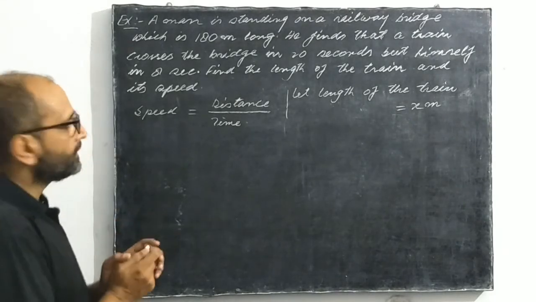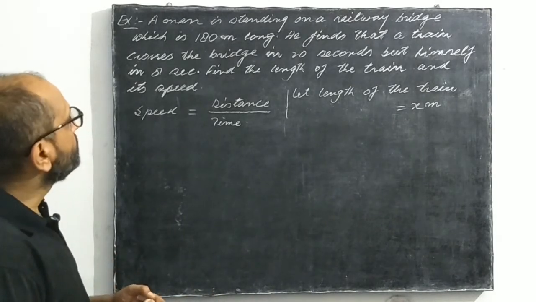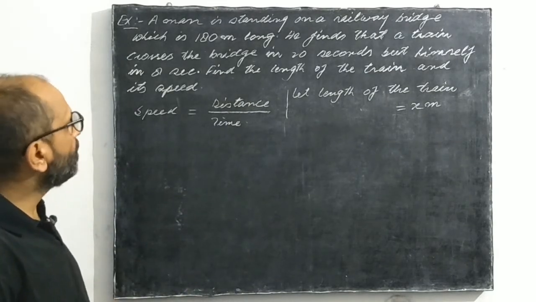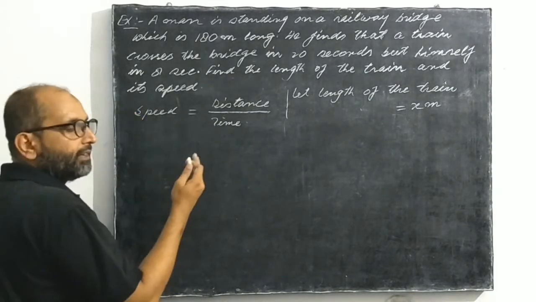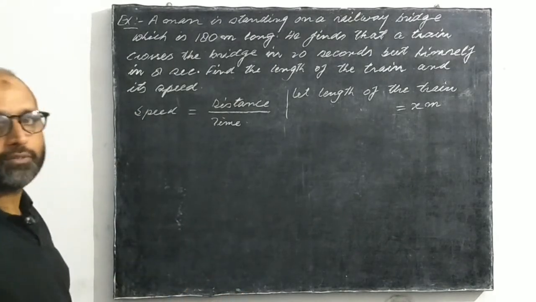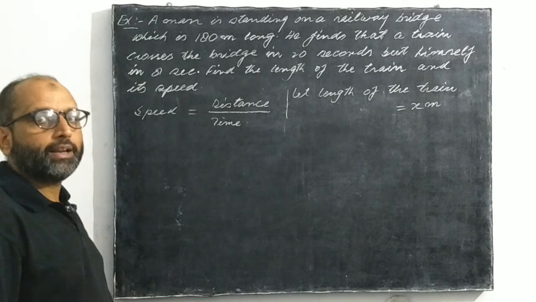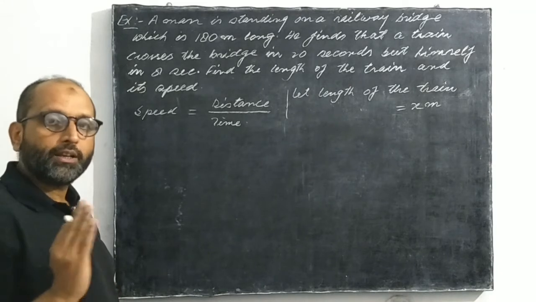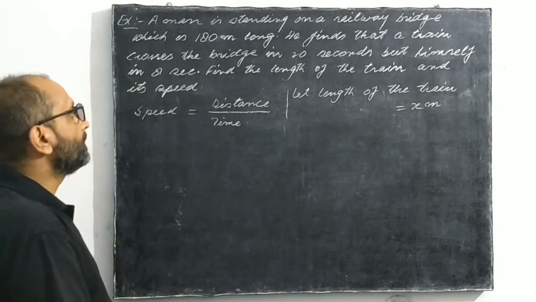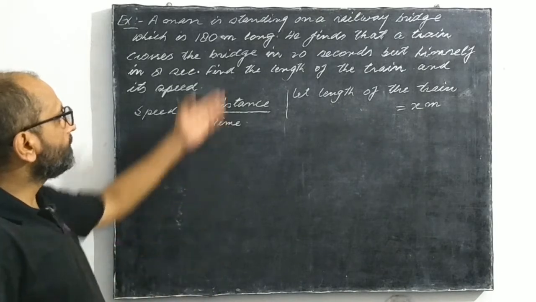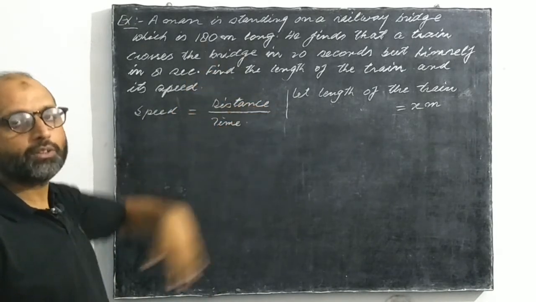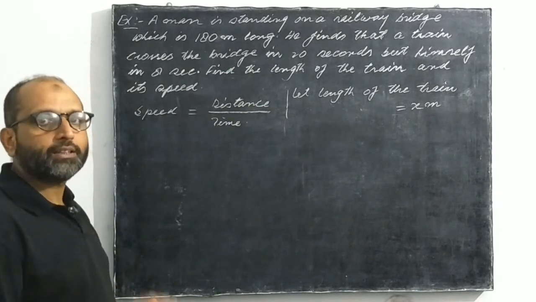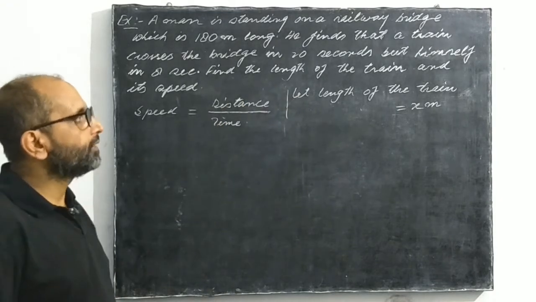So in the case of a bridge, as we have discussed in the beginning, the distance travelled by the train is equal to the length of the train and the length of the bridge. In the case of a man, the distance travelled by the train is the length of the train itself. The speed of the train remains the same while it is crossing a man or a bridge. So what is the distance travelled by the train? That is x, because in the case of a man, the distance travelled by the train to cross over is exactly the length of the train itself, and we have assumed the length of the train as x.